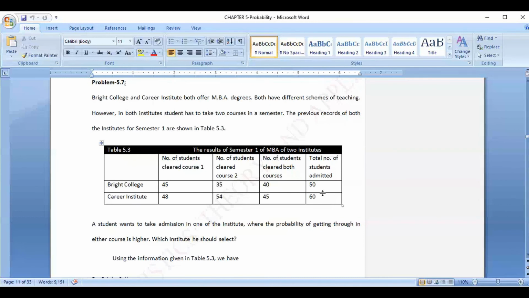And in Career Institute, the total number of students admitted is 60. Out of which 48 students offer course 1, 54 offer course 2, and 45 offer both. So definitely the chance of getting admission to both the courses is very high. Now, how do you decide that? On what parameter or what way will you decide which college should be preferred? That's the question. Which institute should he select? So you have to simply find out the probability of getting admission, based on Bright College and separately Career Institute also.